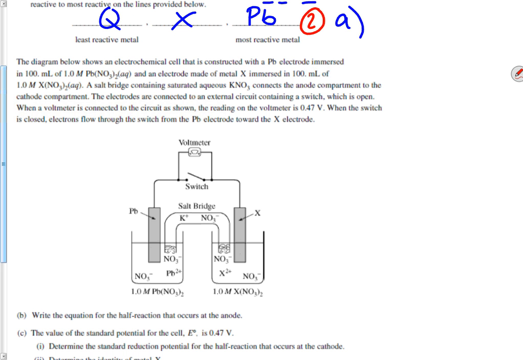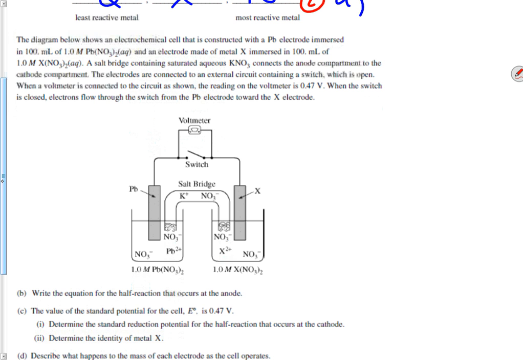All right, here we go. So there's a lot written here. The diagram below shows an electrochemical cell that is constructed. A lot of this is just information. You got PbNO3, you got XNO3, a salt bridge containing KNO3. When the electrodes are connected to an external circuit containing a switch, which is open. So this is an open switch, by the way, meaning that it's not on yet, like a light switch. I turn on the switch, then everything's connected.